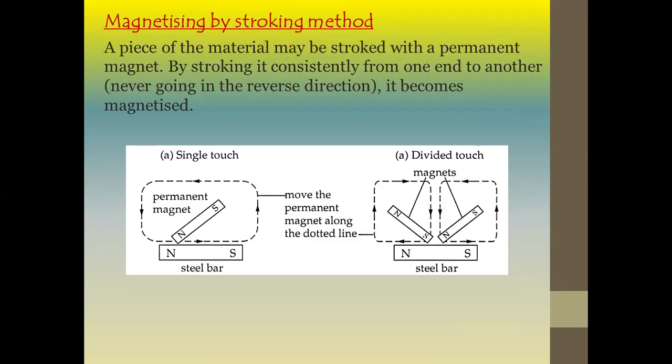Divided touch method. In this way, as you can observe in the second diagram, two magnets will be used. On one half the south pole will be touched, and on the other half the north pole will be touched.